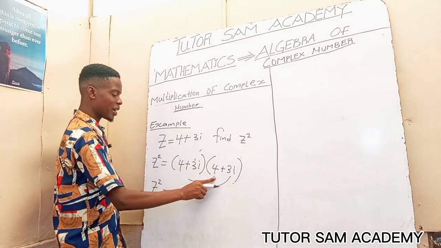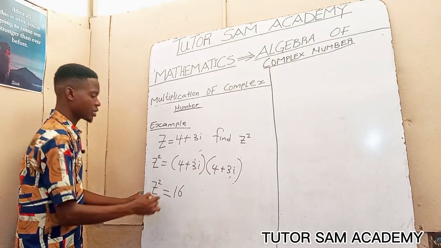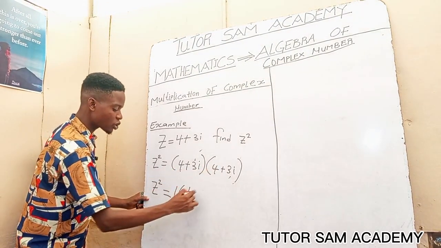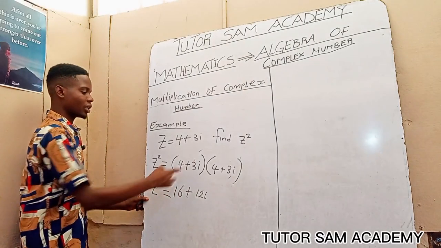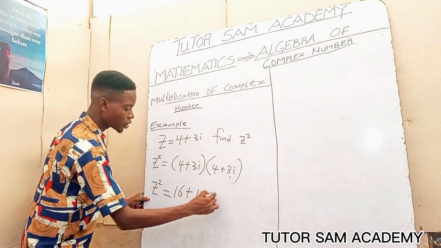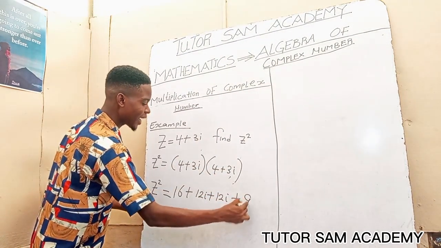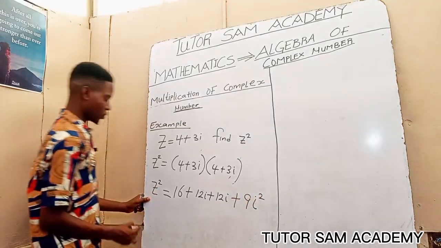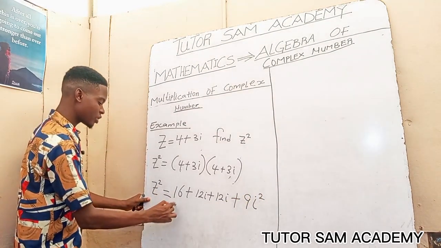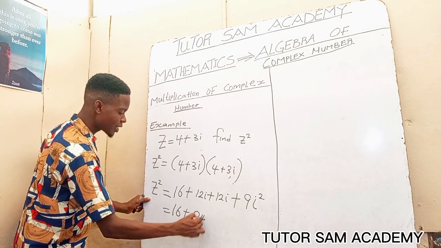So let's expand now. 4 multiplied by 4 gives us 16. 4 multiplied by 3i gives us 12i. 3i multiplied by 4 gives us 12i. 3i multiplied by 3i gives us 9i square. So from here, I have 16, then 12i plus 12i gives us 24i.